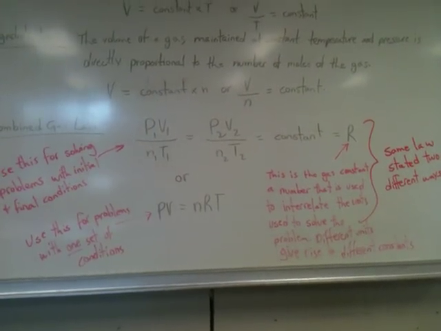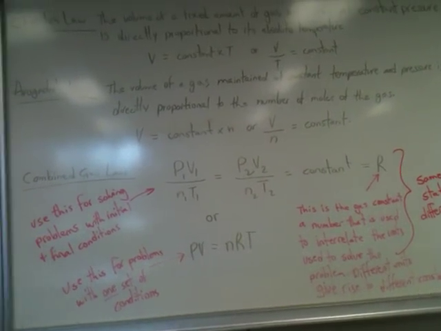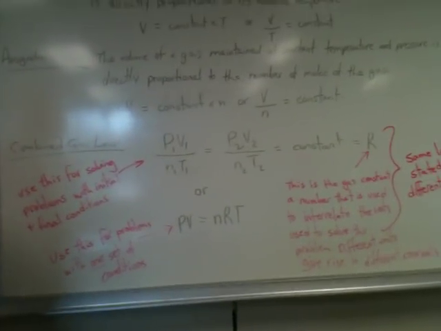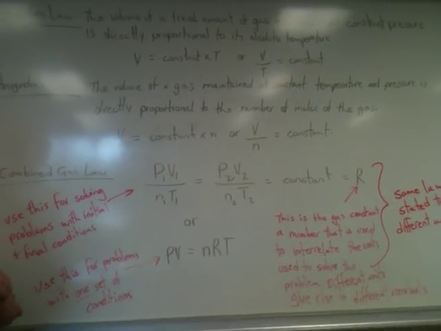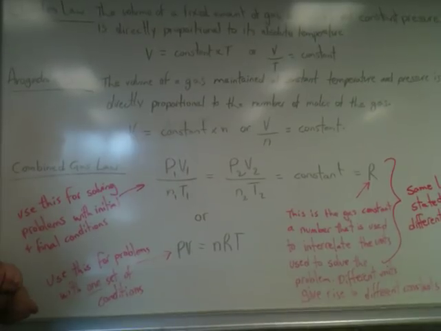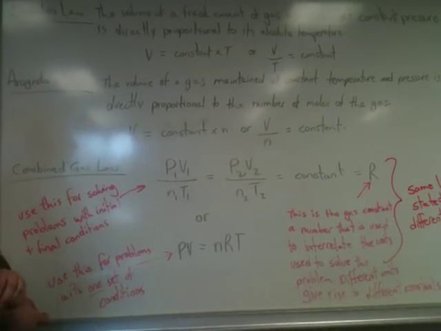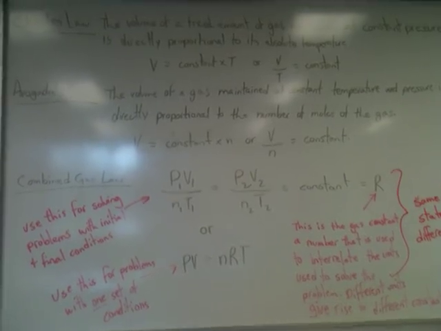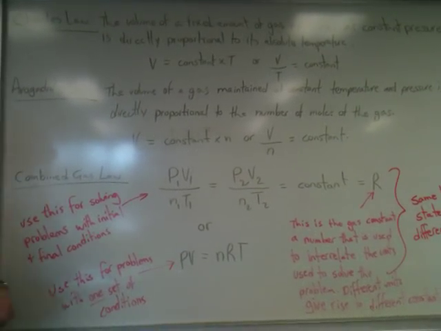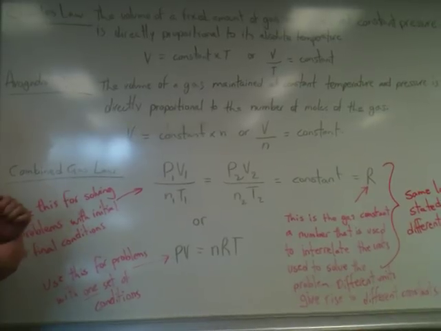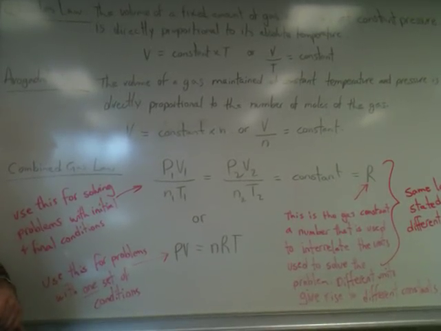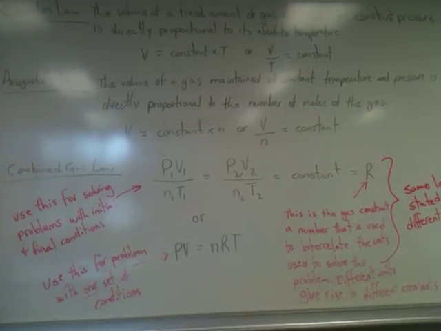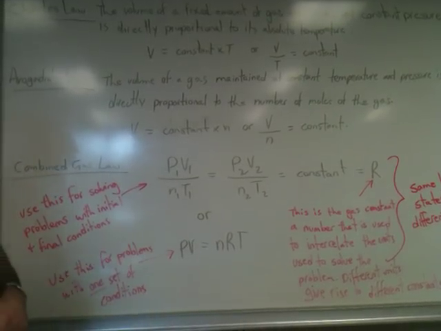Similarly, another scientist, Charles, came up with the idea that the volume of a fixed amount of gas maintained at constant pressure is directly proportional to its absolute temperature. They found that as you decrease the temperature a gas was exposed to, its volume decreased in accordance. And when that volume is extrapolated back to the lowest temperature you can achieve, you find that the volume of the gas falls to 0.